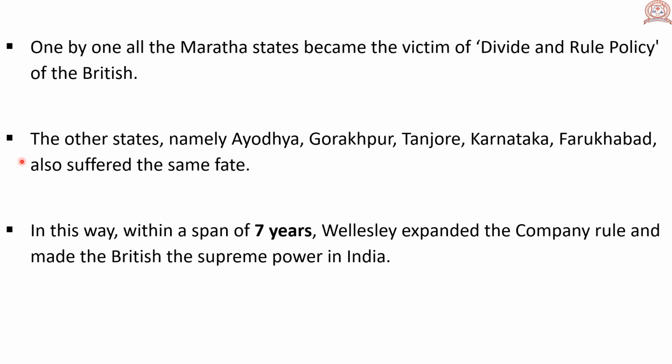The other states, namely Ayodhya, Gorakhpur, Tanjore, Karnataka, Farrukhabad, also suffered the same fate. In this way, within a span of 7 years, Wellesley expanded the company rule and made the British the supreme power in India.